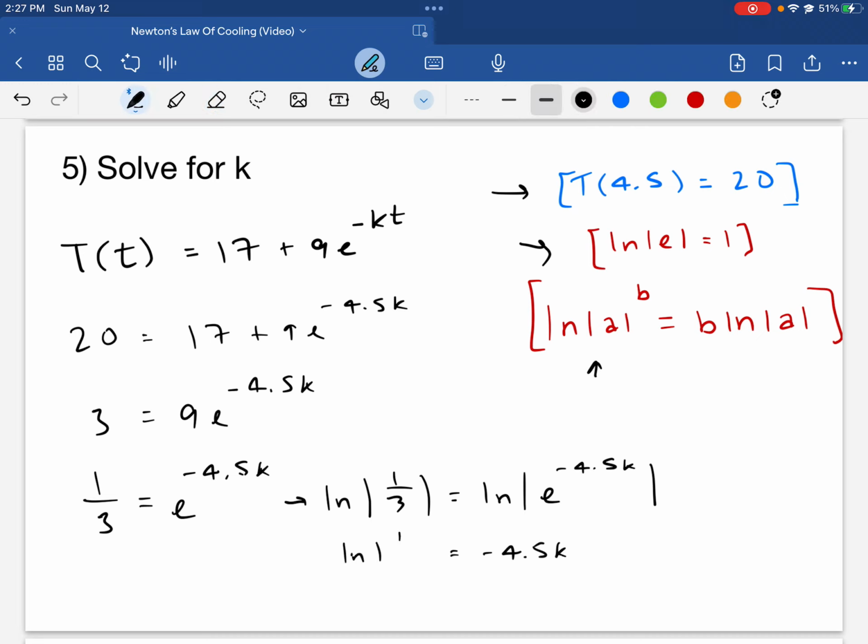And so from here, we want to solve for k. So we'll just divide both sides by negative 4.5. So k equals the natural log of 1/3 over negative 4.5. And we'll use that in our next equation here, but instead of writing all of this, we'll just write it as k for now and then plug that into our calculator later on.